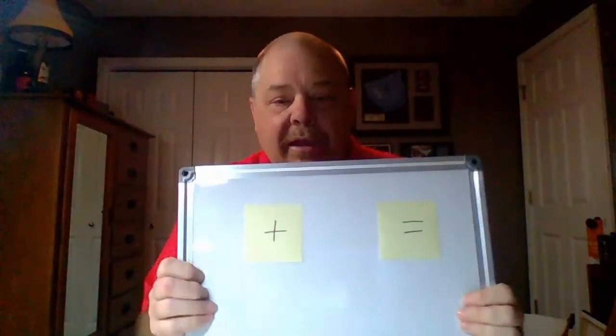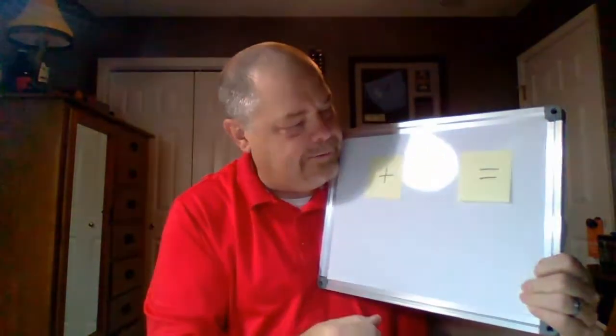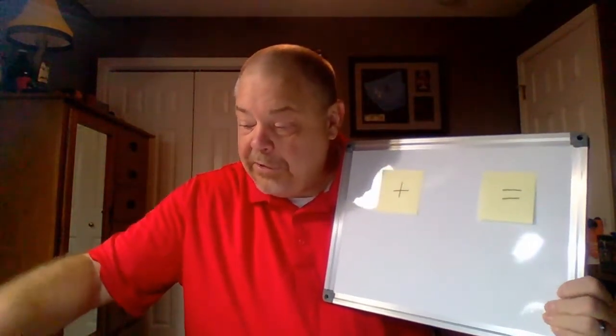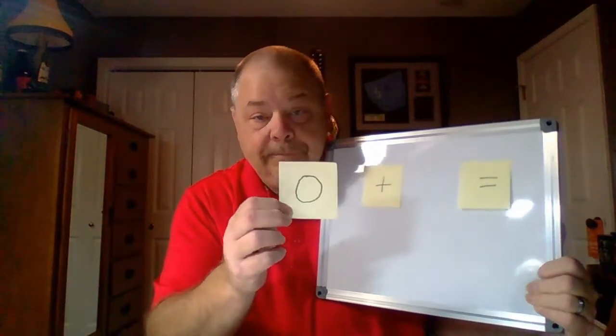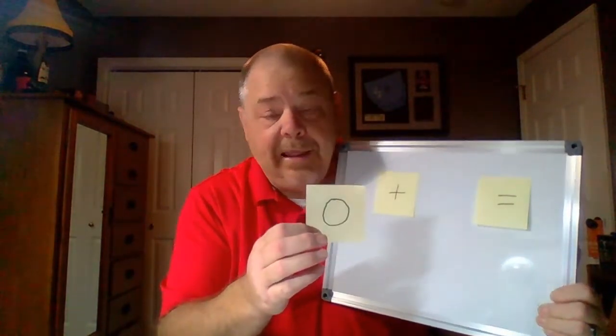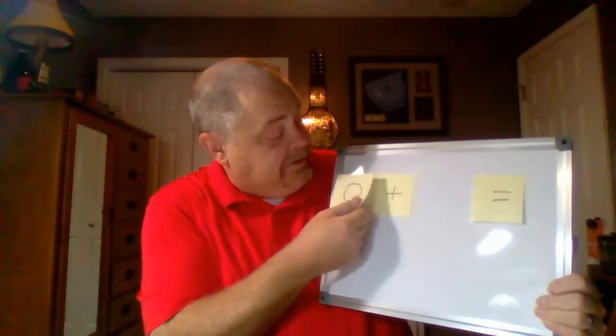So here's the board, the famous whiteboard. We've got that up today. We've got a space for a number, a space for a number, a space for our answer, the equal sign, so we know they'll balance, and there's the plus sign. So let's start. We're going to start with this. What is this? It's not O. It's not a letter, is it? It's a 0. So we put 0 here.